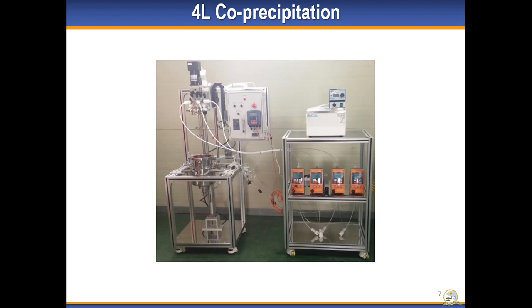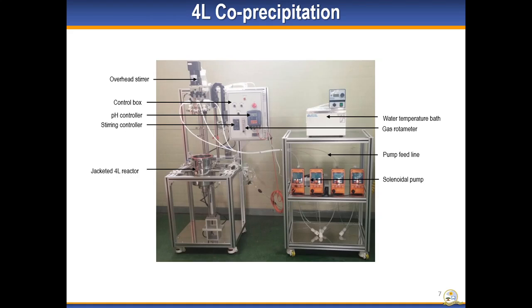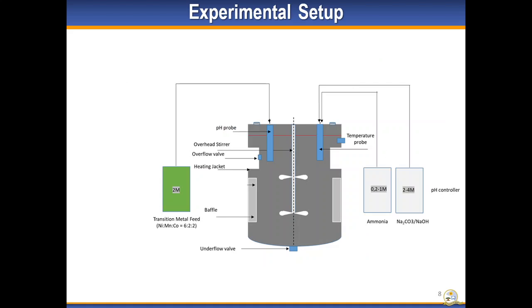This is a photograph of the typical 4-liter reactor system. On the left-hand side, we have the overhead stirrer, control box, a pH controller, a stirring controller, and a jacketed 4-liter reactor. On the right-hand side, we have a water bath for controlling the temperature of the system, a gas rotameter, pump feed lines, and solenoid pumps for pumping the solutions into the reactor.